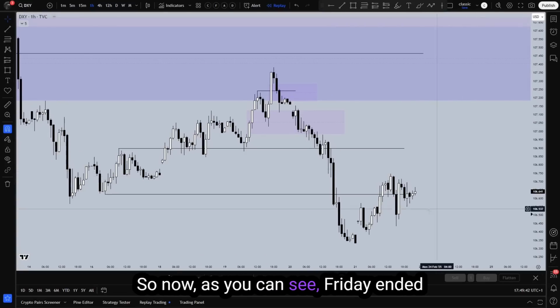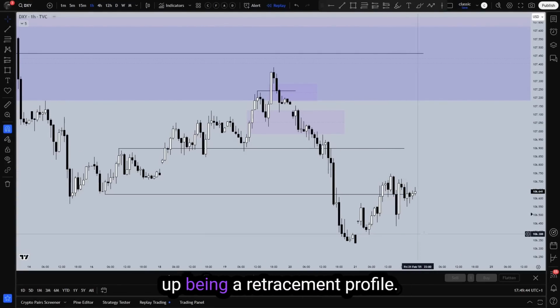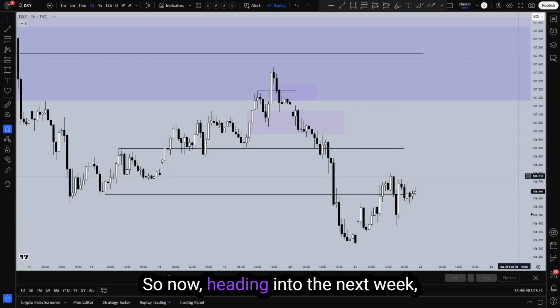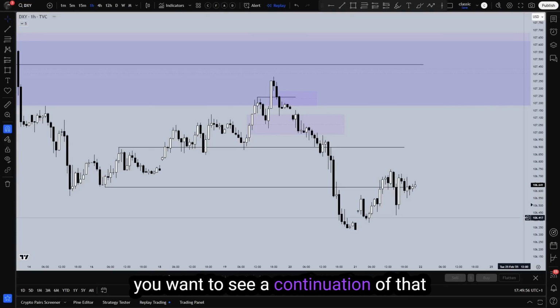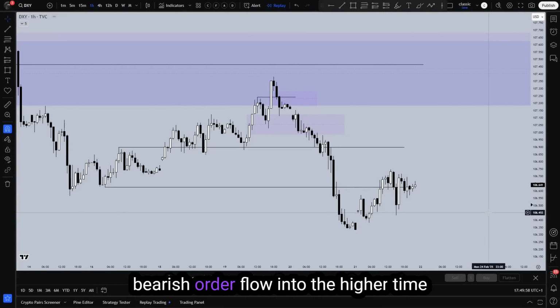So now, as you can see, Friday ended up being a retracement profile. So now, heading into the next week, we want to see a continuation of that bearish order flow into the higher time frame target.